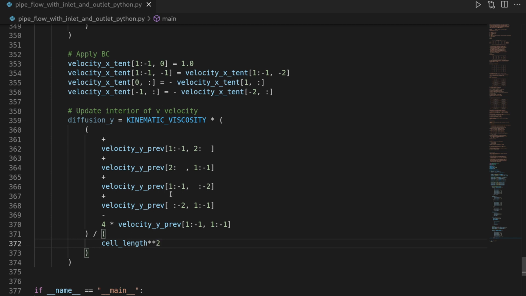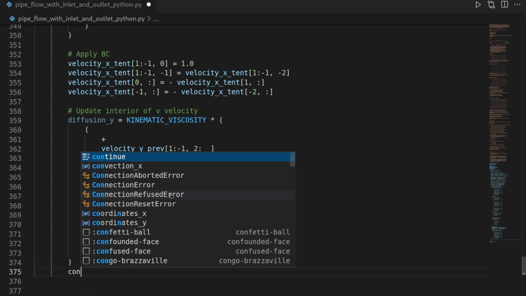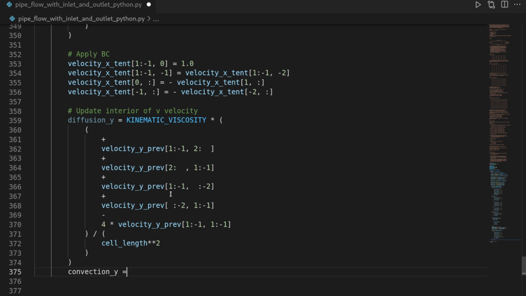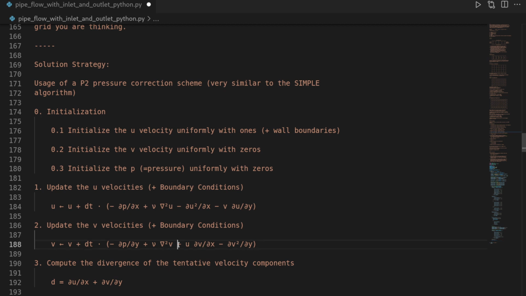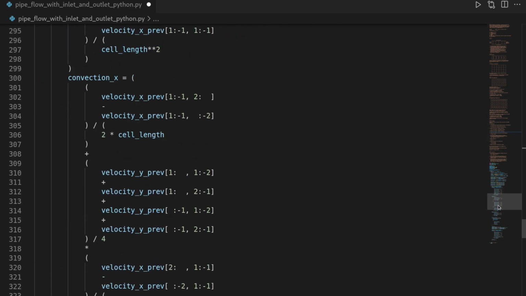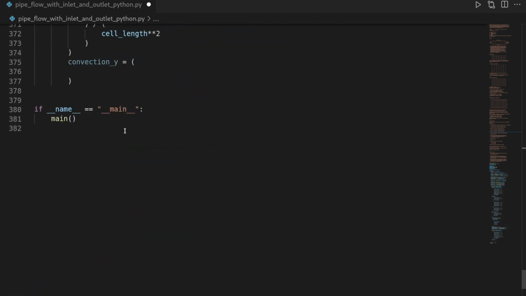After the diffusion comes our convection. So let's do convection in y direction. And here, let's look at the algorithm. We have, again, 2 components. First, we have this mixed component and then the derivative of v squared in y direction. So let's do that one first. And let me again first define the derivative, which will be in a similar fashion.